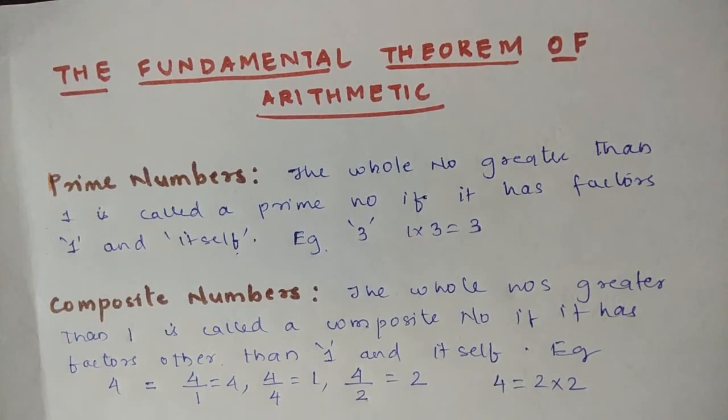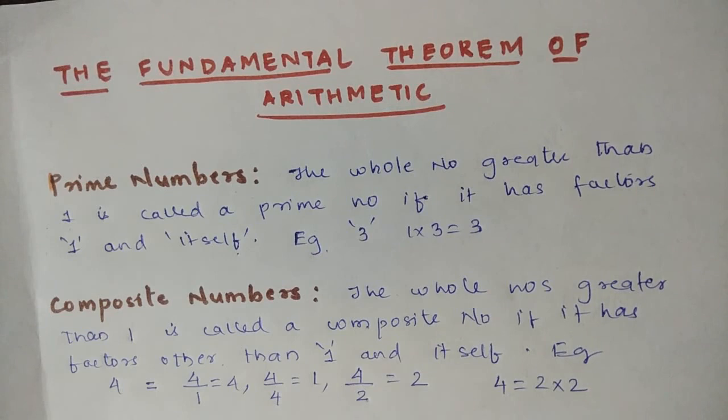So let us see 2. 2 is a number and the only factors of 2 are 1 and itself. So 2 is called an even prime number. Next is 3. 3 also has factors 1 and itself. 3 divided by 1 gives 3, and 3 divided by 3 itself gives 1. So the only factors of 3 are 1 and 3, so 3 is also a prime number. In this way we check all the other numbers. This is the definition of a prime number.